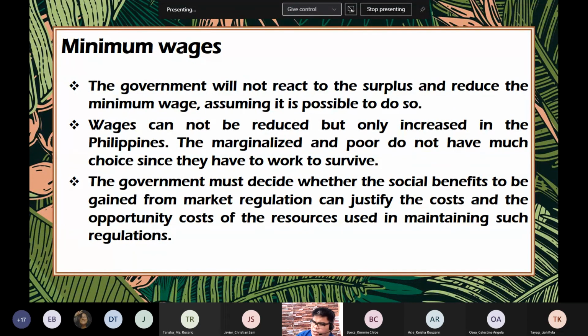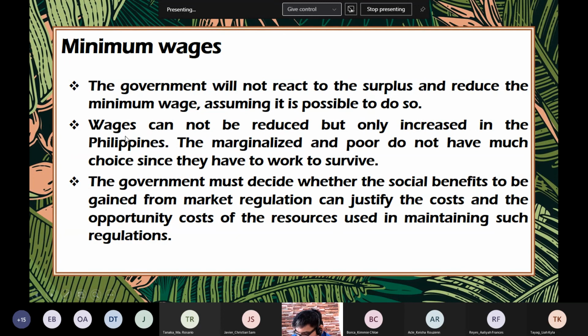Kindly read na lang. Sino ba yun? Ms. Reyes. Sir, yung pang-una po. Yes. The government will not react to reduce the minimum wage assuming it is possible to do so. Ibig sabihin surplus na maraming mga walang trabaho, no?